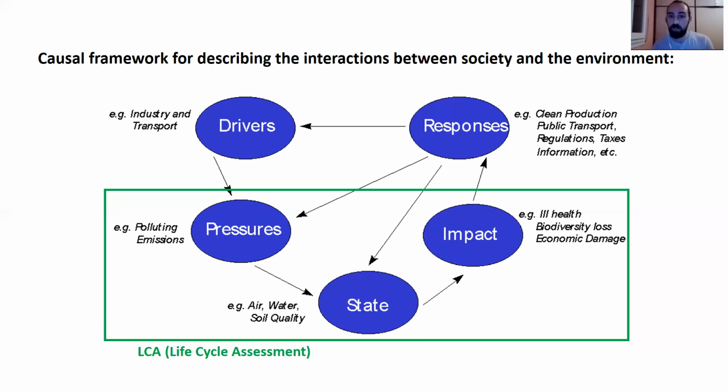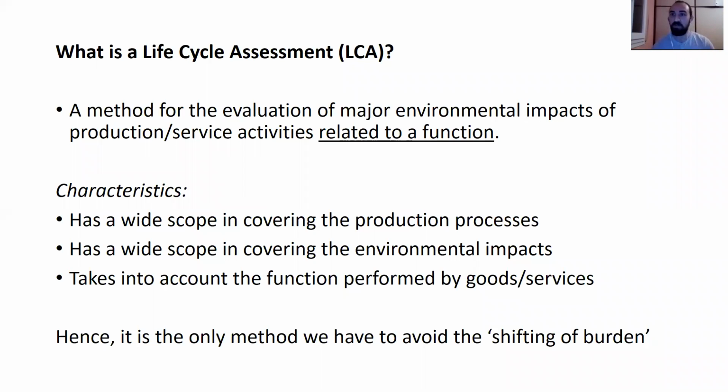Hence, this is the only method we have to avoid the shifting of burden. What does it mean? For example, if I only look at the production chain, how much CO2 I release, and I choose the lower CO2, I might use CFCs that deplete ozone. So this prevents that, because I am checking all of the major impacts. Okay.